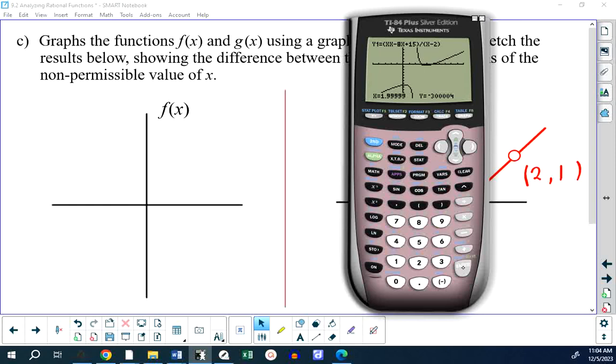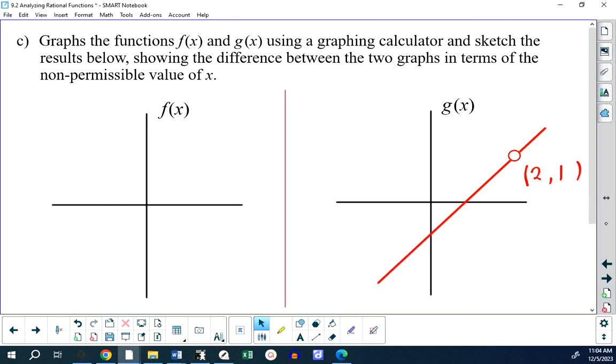Similarly, on the other side, if I go to 2.0001, which is really close to 2, I get a very large number. And what I am demonstrating to you, and it's really the only important thing about this warm-up, is that at x equals 2, there will be a vertical asymptote. So we have a point of discontinuity here.